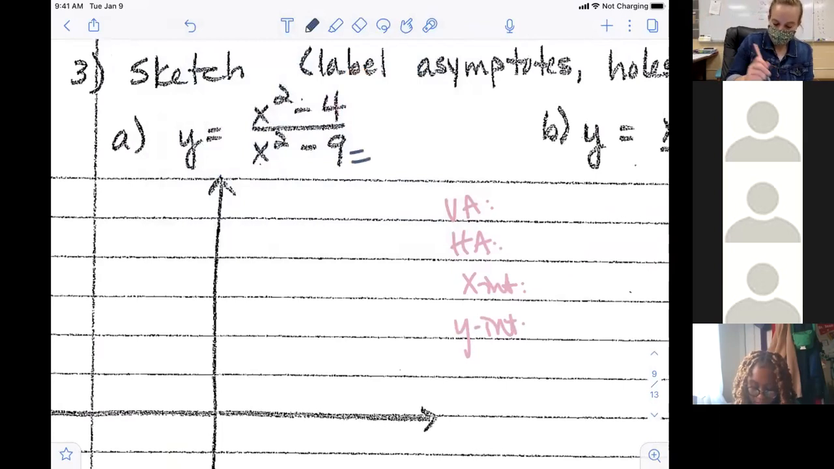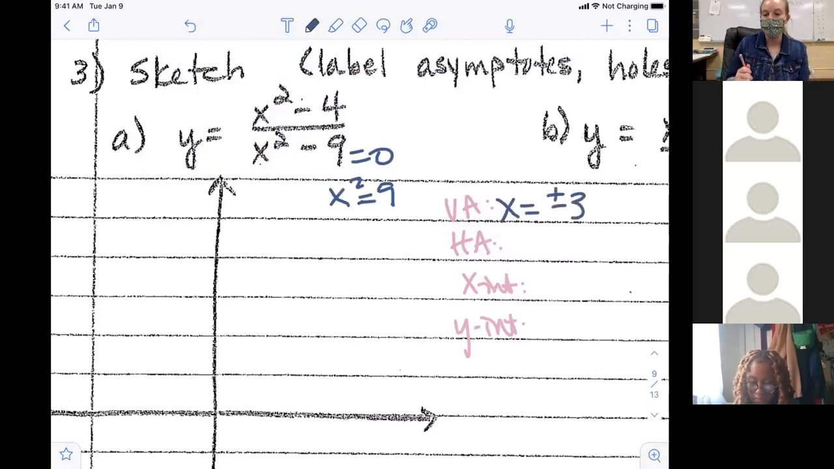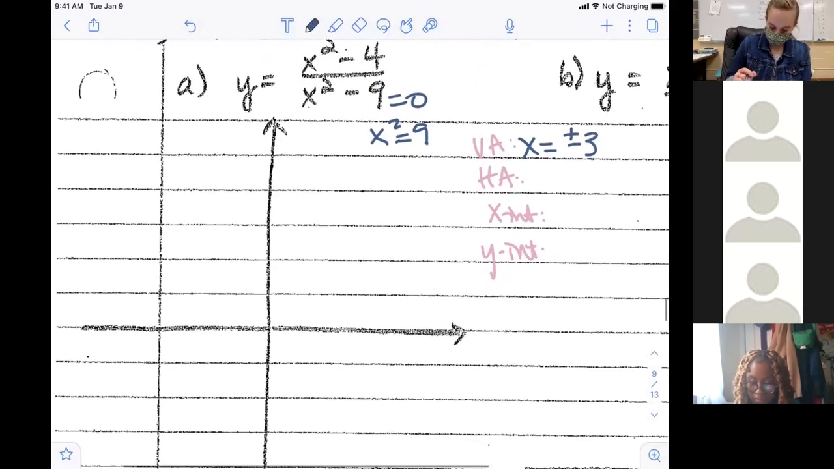For my vertical asymptote, we set that equal to 0. So x squared minus 9 equals 0 is the same thing as x squared equals 9. And then we square root both sides. So my vertical asymptote is positive or negative 3. So I'm going to graph positive 3. I'm going to graph negative 3.